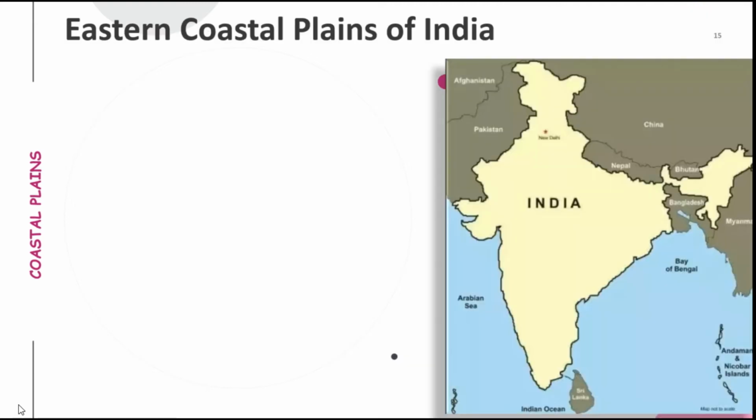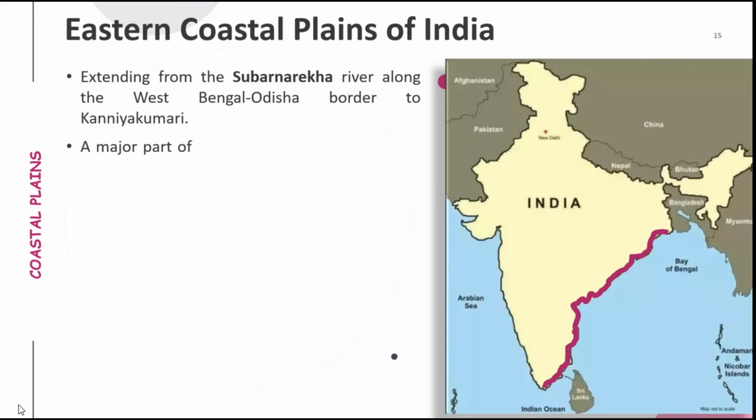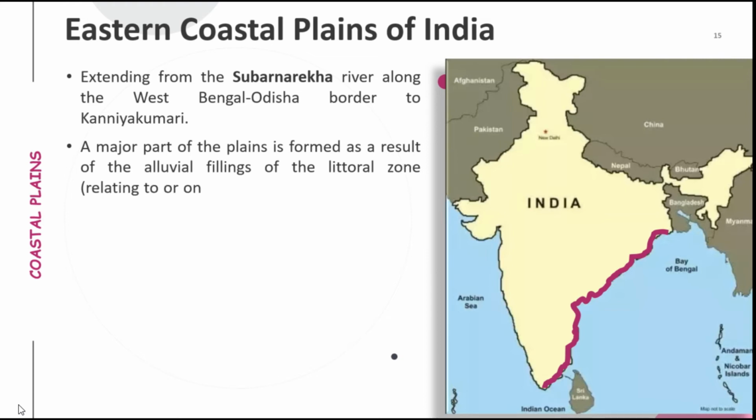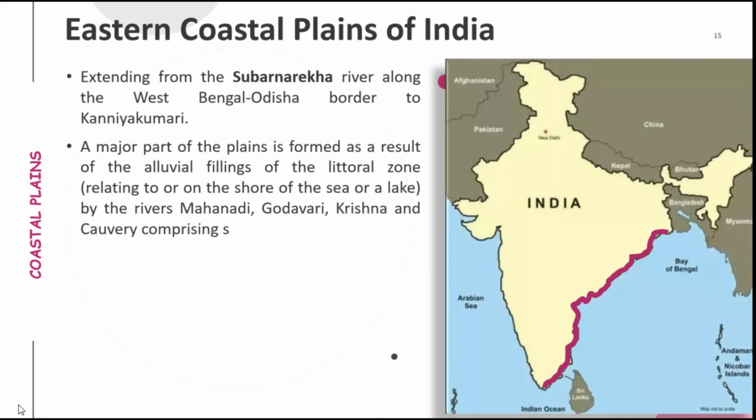Now moving on to the next classification of the coastal plains, the eastern coastal plains. It extends from the Subarnarekha river along the West Bengal-Odisha border to Kanyakumari. A major part of the plains is formed as a result of the alluvial fillings of the littoral zone by the rivers Mahanadi, Godavari, Krishna and Kaveri, comprising some of the largest deltas.